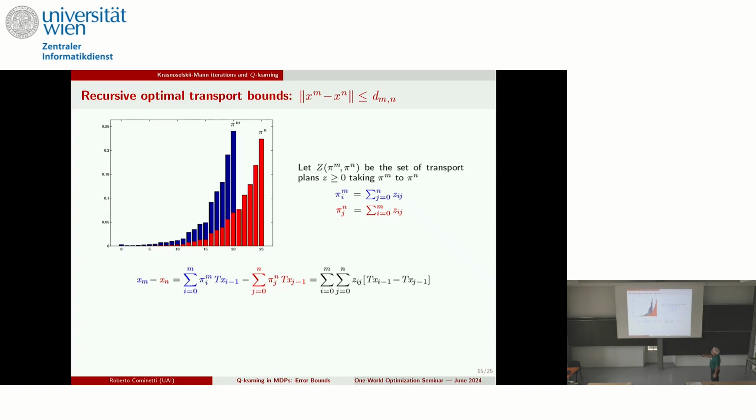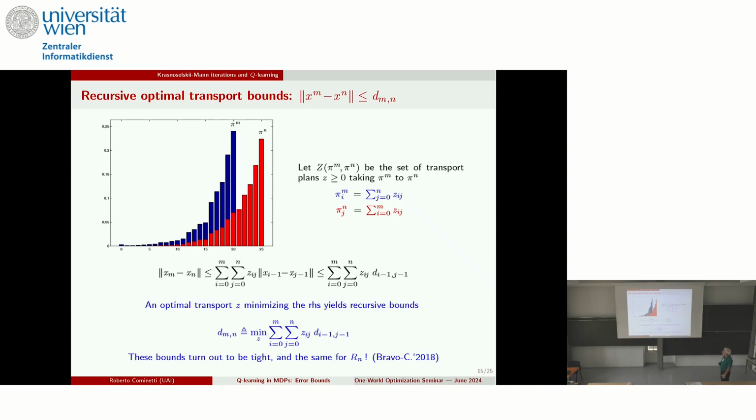You say, okay, x_m is an average of previous iterates, same thing for x_n. So let's take pi_m, some discrete probability measure, and pi_n also. Let's take an optimal transport from here to there. So Z_ij is a way to send the blue mass into the red mass. If you use the triangle inequality and plug in your previous iterate, then you have an estimate for your next iterate. So you can now optimize over Z. You can take the optimal transport bound, and you have to solve this recursive optimal transport bound.